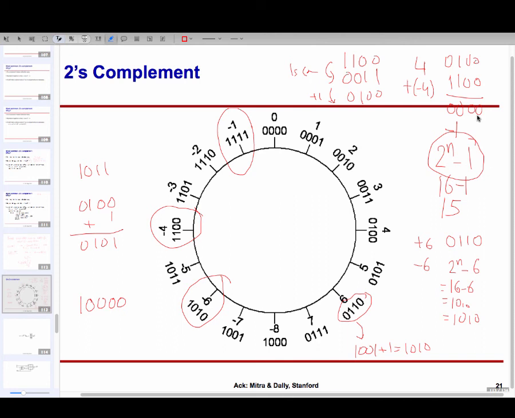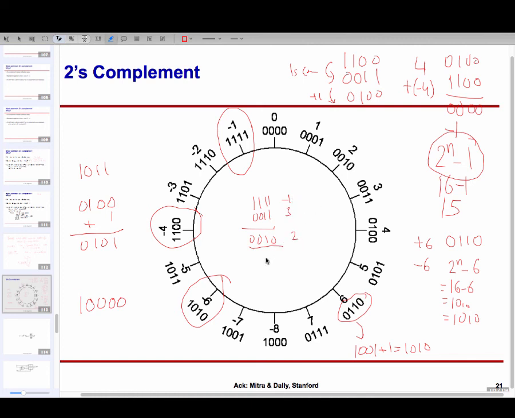Let's take something else. Suggest to me something. What do you want me to add? Negative 1 and 3. Okay. So negative 1 is 1, 1, 1, 1. And 3 is 0, 0, 1, 1. I add them. So 1 plus 1 is 0, carry of 1. 1 plus 1 plus 1 is 1, carry of 1. 1 plus 1, 0. 1 plus 1, 0. And I throw out the carry out. I don't worry about it. I get 0, 0, 1, 0, which is the number 2, which is as I would expect.